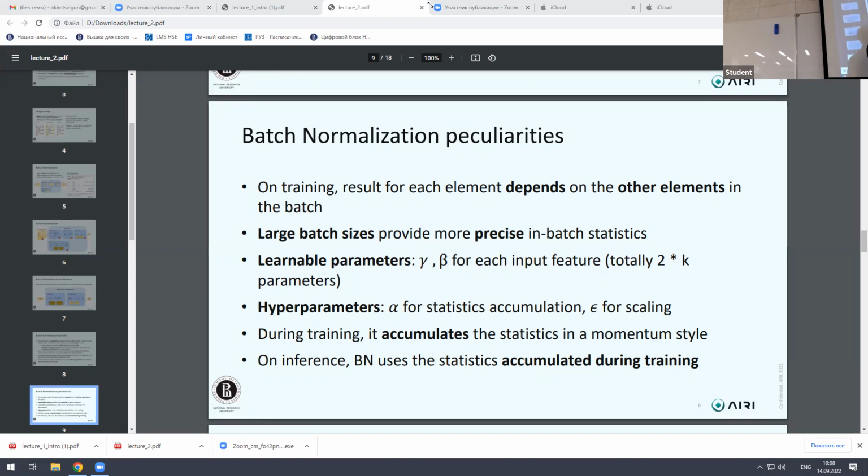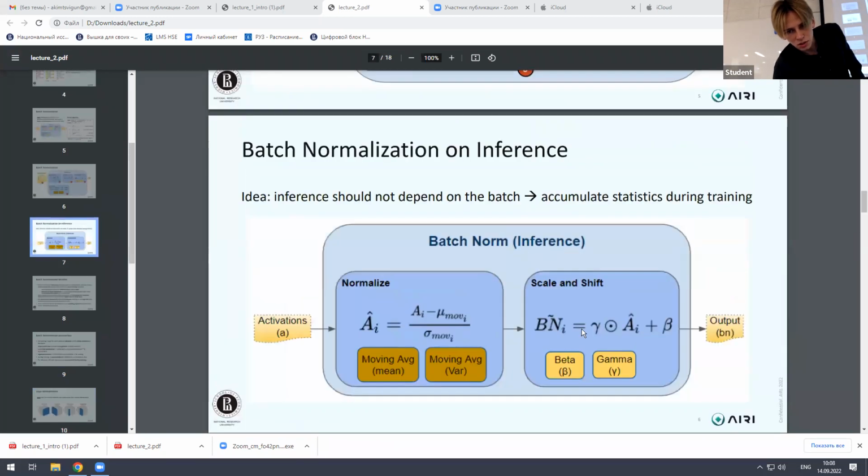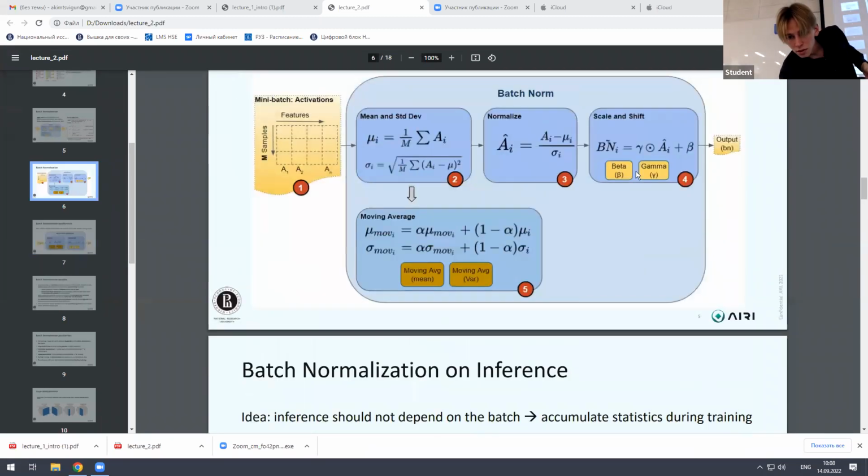So the first one is alpha for statistics accumulation, right, for applying it on the infinite space. And another one is epsilon for scaling. In case the standard deviation is 0, all the elements in the batch have the same value, and it's applied immediately after the first input layer. This is for inference. This one, sigma, can be 0 or very, very small for some values. So it's usually tuned: a very small epsilon is added to prevent the non-values here.